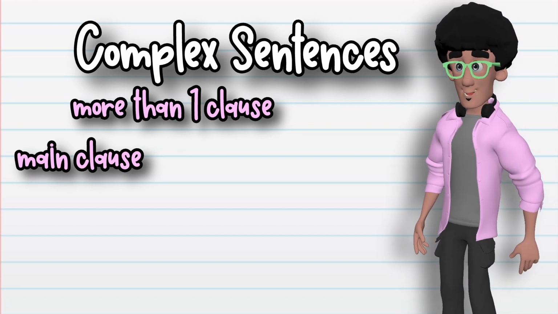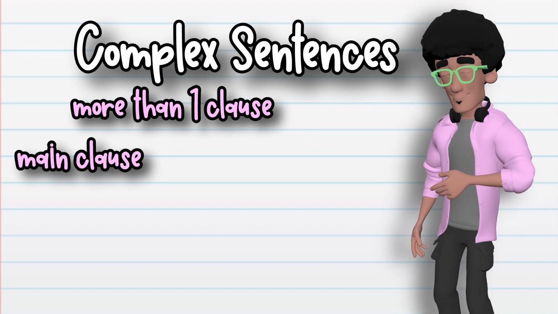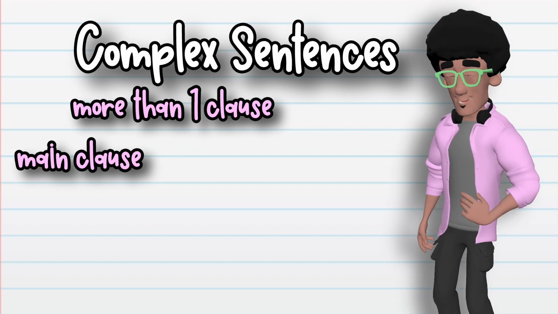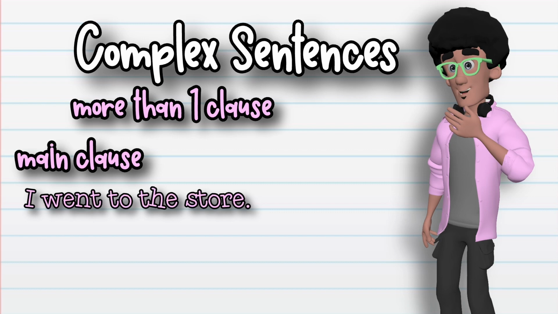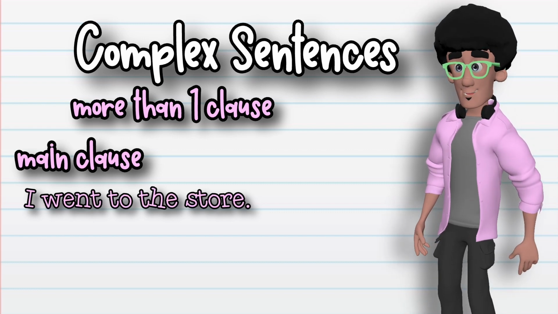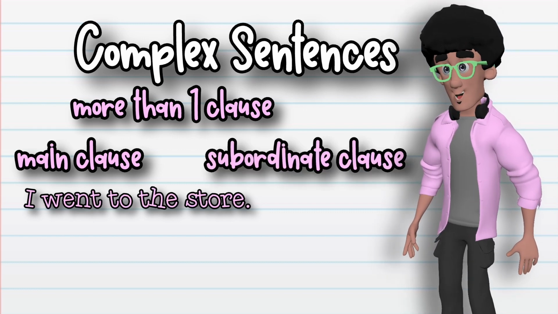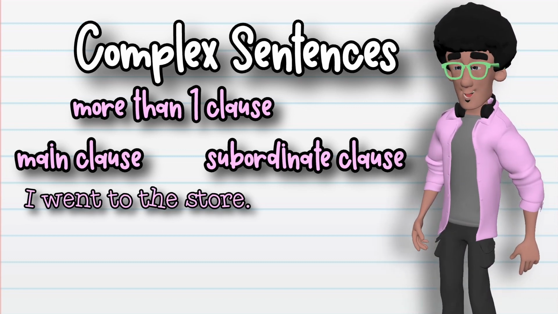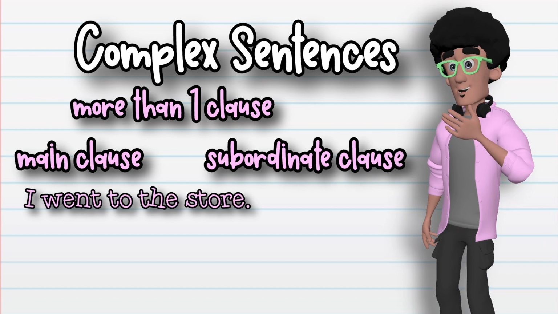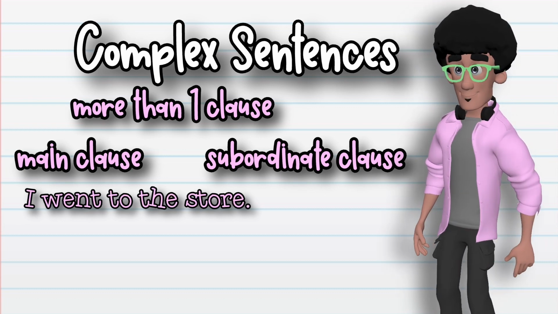The main clause is the backbone of a complex sentence. It can stand alone as a complete sentence and gives us the main idea or information. It's like the captain of the ship, guiding the rest of the sentence. For example, "I went to the store" is a simple sentence with just one main clause. But we can make it more complex by adding a subordinate clause.